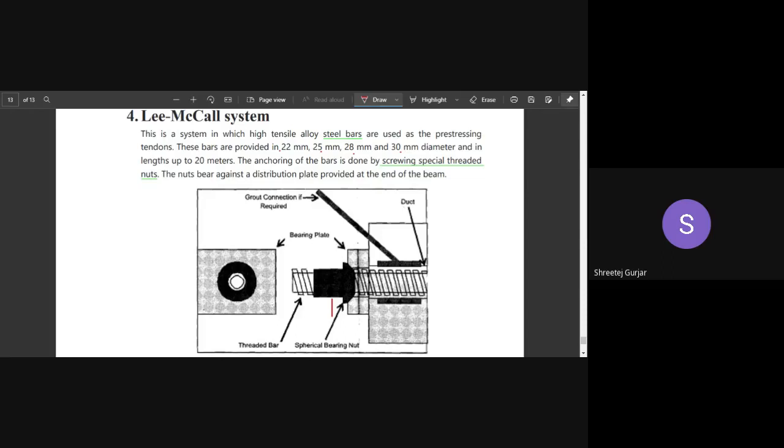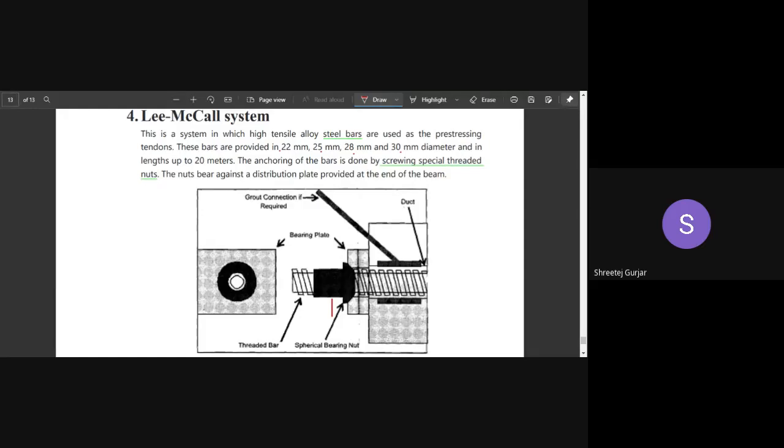After you tension your steel bar, you can put your nut and hold it in place using this nut and your bearing plates. You apply your nut through the threads on your bars, and you can hold your steel bar in place. So that is how you anchor in your Lee McCall system.